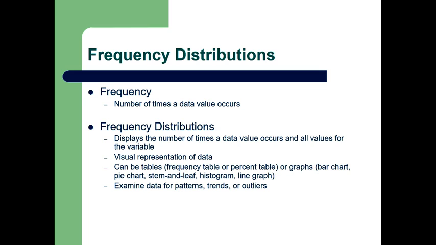Frequency distributions display the number of times a data value occurs and all values for the variable. It is a visual representation of data. The frequency distribution can be tables, such as the frequency table or percent table, or some graphs such as bar chart, pie chart, stem and leaf, histogram, and line graph. Your book shows detailed examples of this.